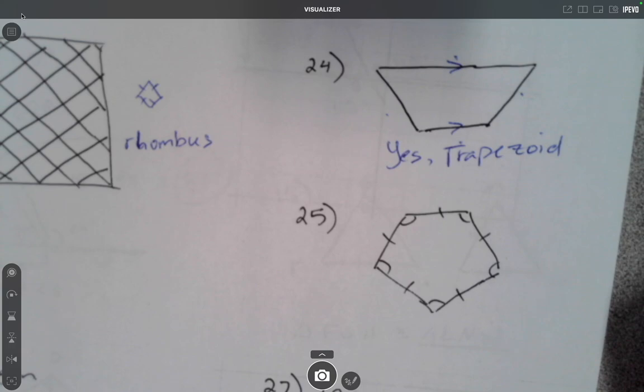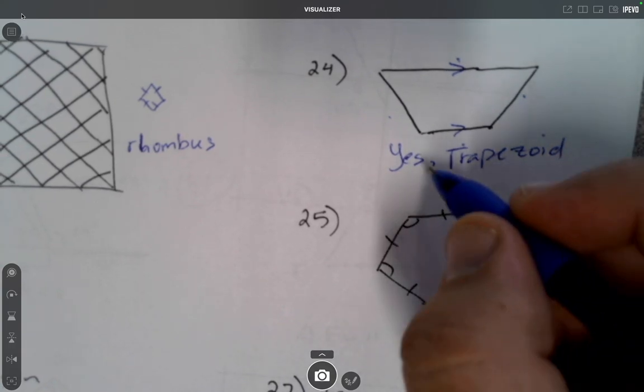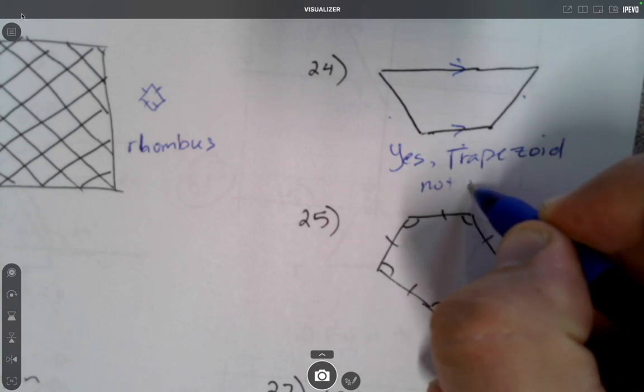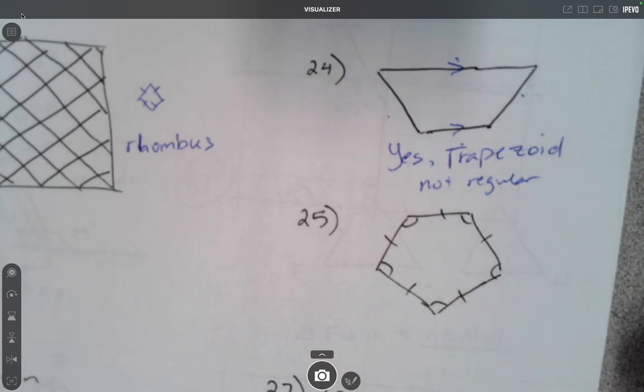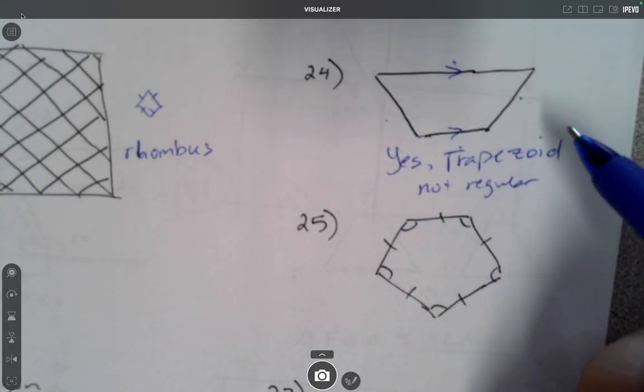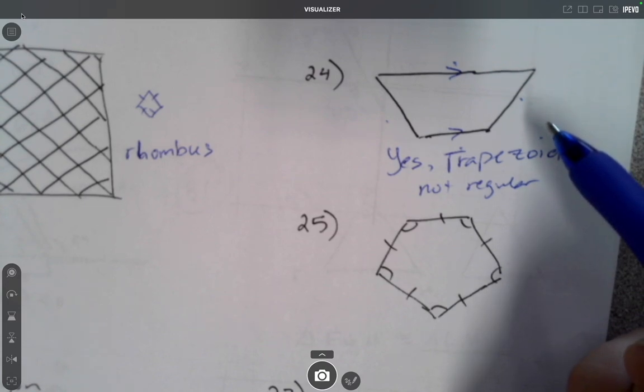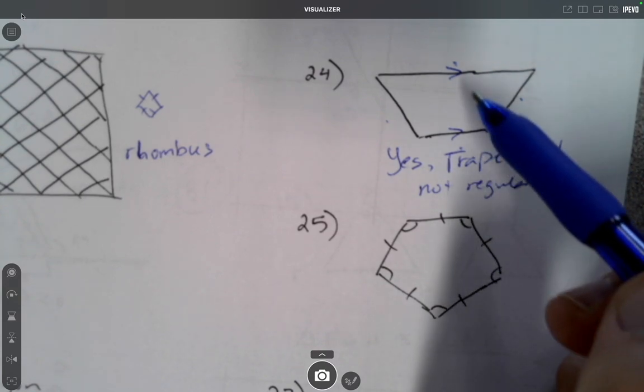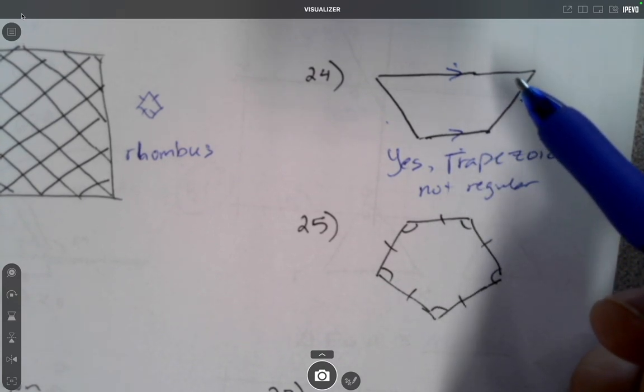25. Oh, we're also saying whether it's regular or not. Okay. Yes, it's a polygon. It's not regular because regular means all the sides and all the angles are congruent. Well, they don't have any angles or any sides marked as congruent here. So unless they're marked, you know they're not. So this is not regular because not all the sides are congruent and not all the angles are congruent.